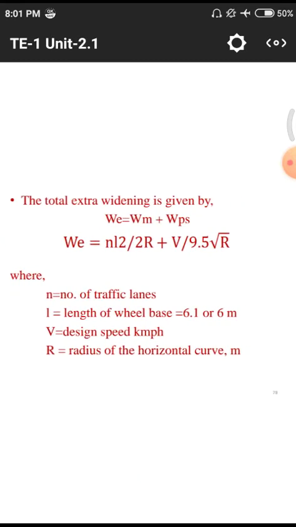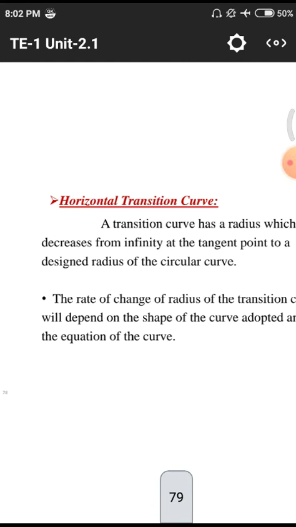But in case of extra widening, we need to merge those two, that means mechanical widening and physiological widening. That is the total widening of the curve: W equals Wm plus Wps, equals NL square by 2R plus V by 9.5 root R. This is the terminology involved in that.